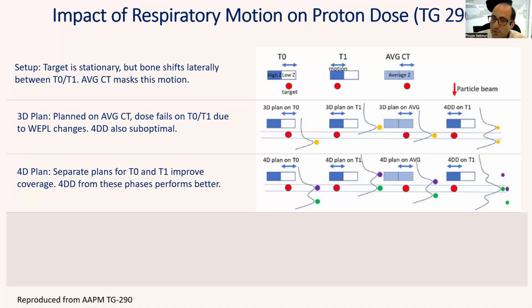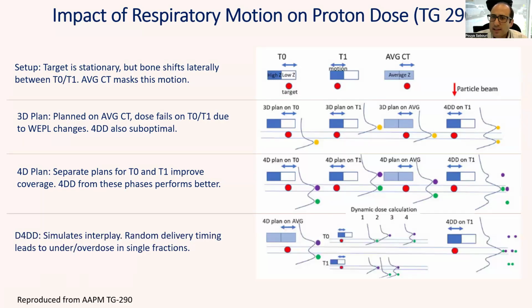So this is a core principle in TG290: by accounting for phase-specific anatomy, the 4D planning improves plan robustness against density and range uncertainties. And the interplay effect between respiratory motion and dynamic pencil beam delivery is simulated using the dynamically accumulated 4D dose, which is the weighted average of the doses calculated on the 4D CT phases.